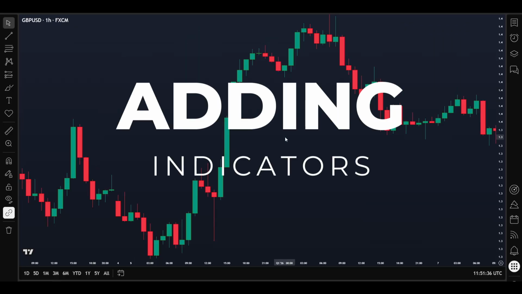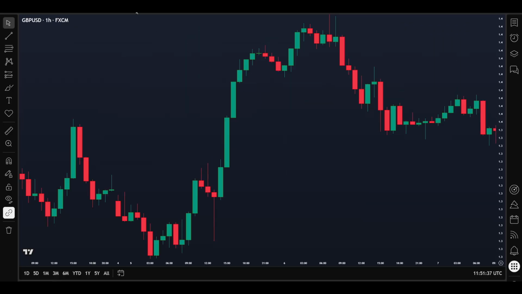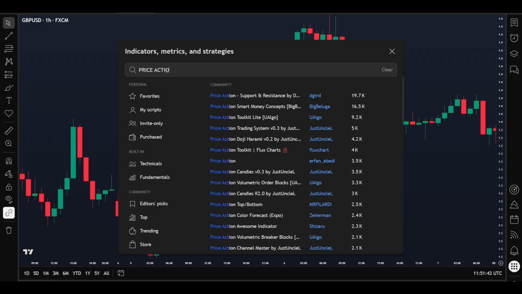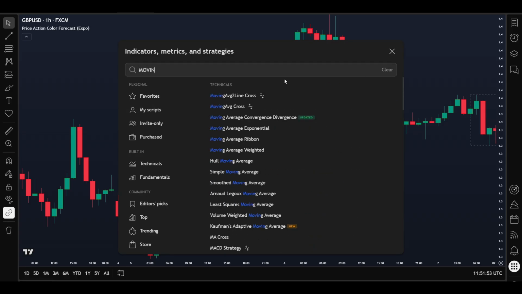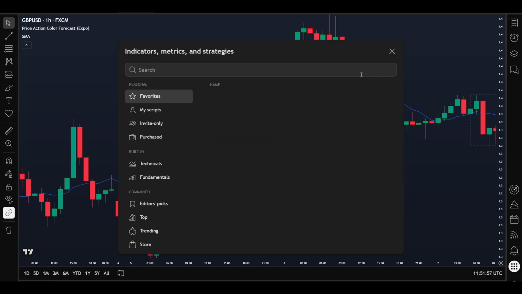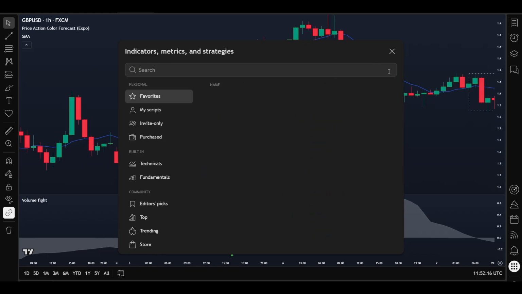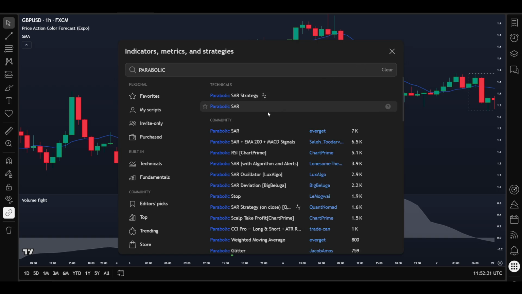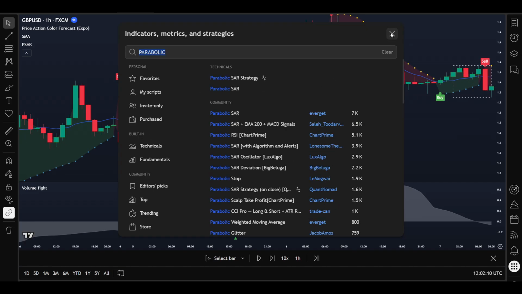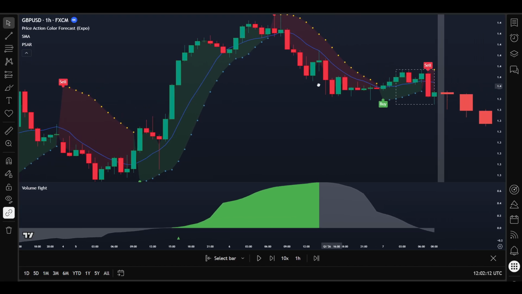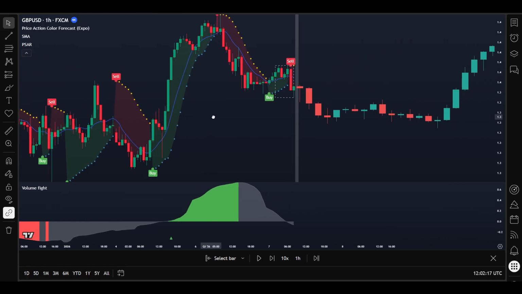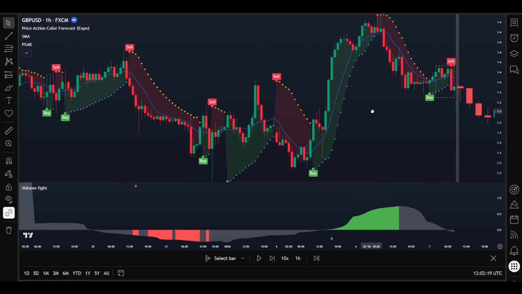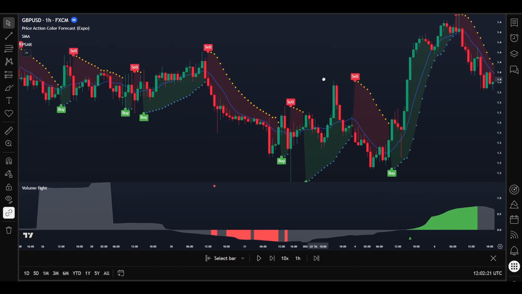Add indicators. Open indicators on TradingView. Add Price Action Color Forecast by Jamin. Add Moving Average, built in under technicals. Add Volume Fight by Shadow Club. Add Parabolic SAR by Everget. Four tools, four jobs. Price Action Color Forecast projects potential movement. The moving average defines regime. Parabolic SAR gives the execution trigger. And Volume Fight confirms participation.